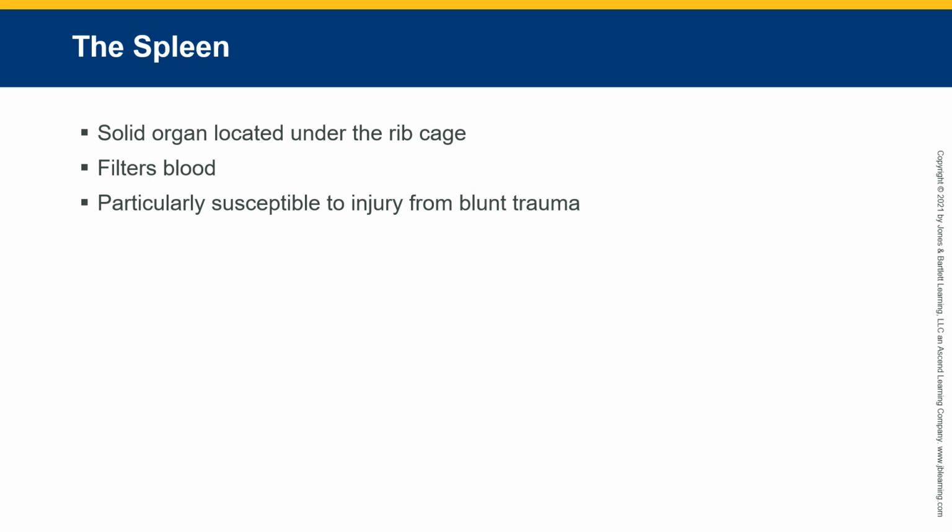The spleen. Solid organ located under the rib cage, filters blood, particularly susceptible to injury from blunt trauma. This is one of the first things we think of when someone has gotten hit with a blunt object in the abdomen, before we can realize where it's at.